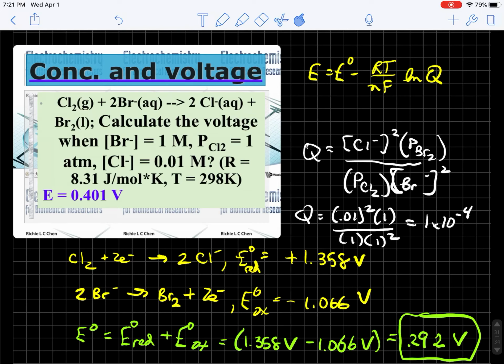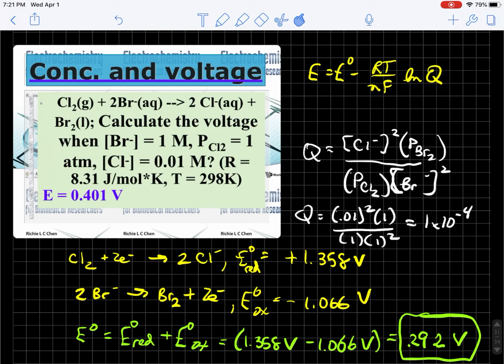So I'm going to need Q. I already know E naught. We measured it to be 0.283 volts last time, but I'm actually going to go through the process of doing it again with the updated potentials. And as far as Q goes, we do products over reactants. So chloride squared times bromine over chlorine times bromide squared. And then I substituted in the values they gave me, and I got 1 times 10 to the minus 4 for Q.